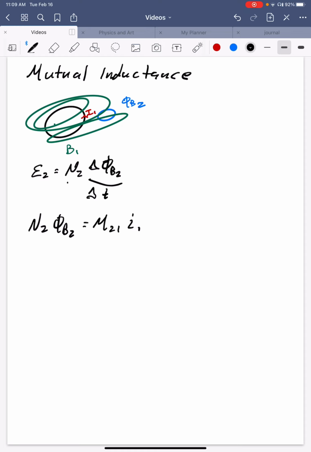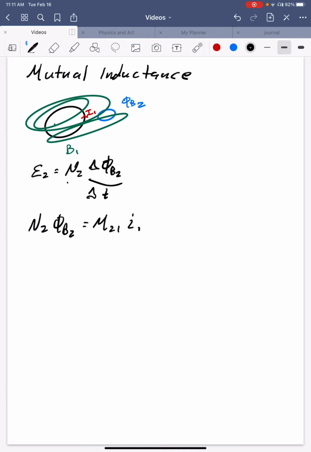The black loop is our first coil, or current loop, that has N1 turns, a current I1 going through it, and a magnetic field B1. The blue loop is our second coil, and it has some flux going through it due to loop 1, which we'll call phi B2. Since there is a flux going through it, we could say that there's an electromotive force E2 in the blue loop equal to N2 times delta phi B over delta t. And this gives us our very simple Faraday's law for a loop with N turns.